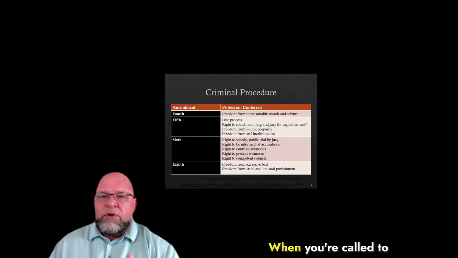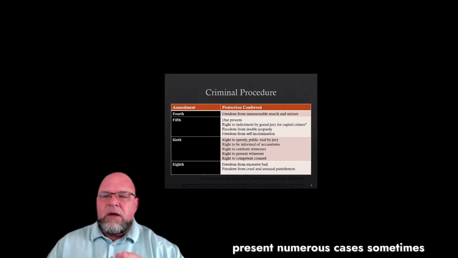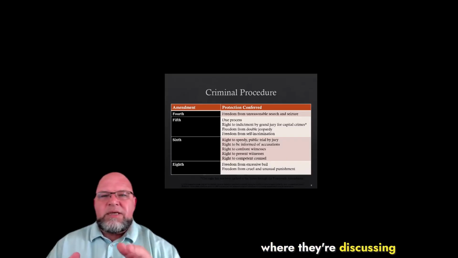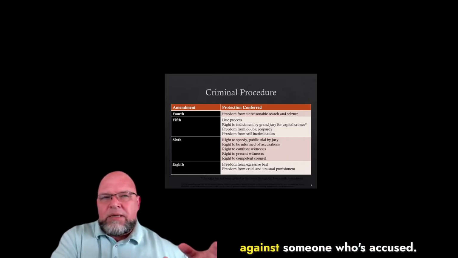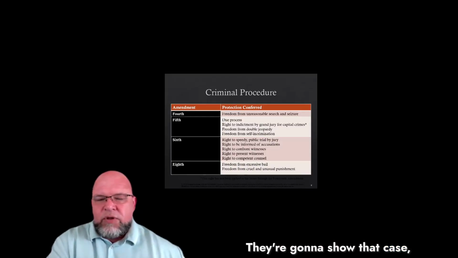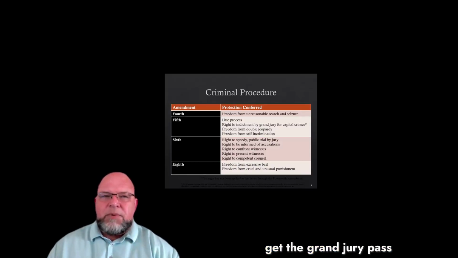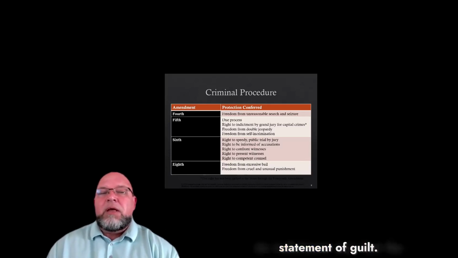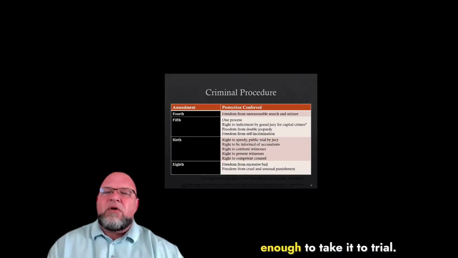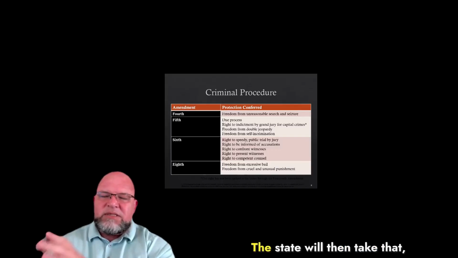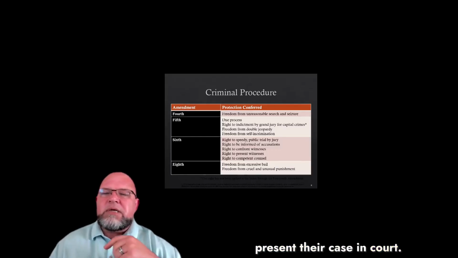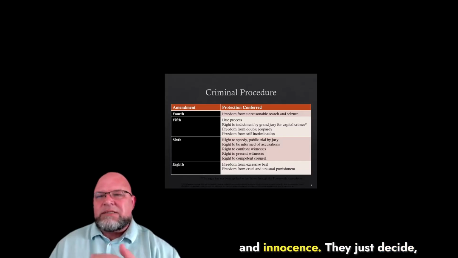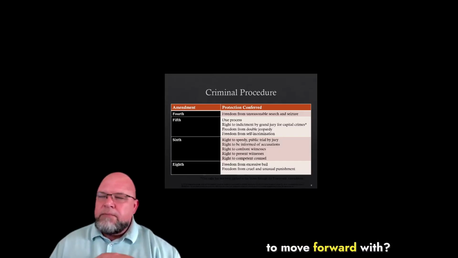The grand jury is a little different. When you're called to grand jury duty, you're going to sit and listen to the state present numerous cases, sometimes two or three a day. They're basically presenting a mini version of the case they're building against a defendant, or against someone who's accused. What they're trying to do is get the grand jury to pass down an indictment. An indictment is not a statement of guilt. An indictment says that the evidence against this person is enough to take it to trial. The state will then take that, complete the building of their case, and present it in court. Grand juries do not decide guilt and innocence. They just decide, is this a good enough case to move forward with?